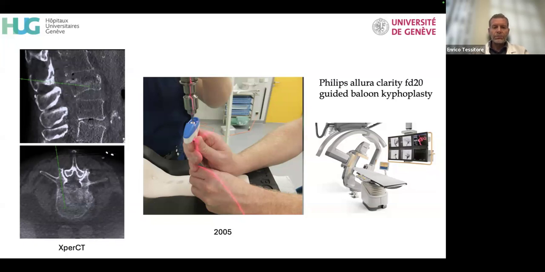This is done, of course, on a saw bone before going into the real implementation. And the needle, the Jamshidi needle, is following the laser according to the ideal trajectory planned by the surgeon.